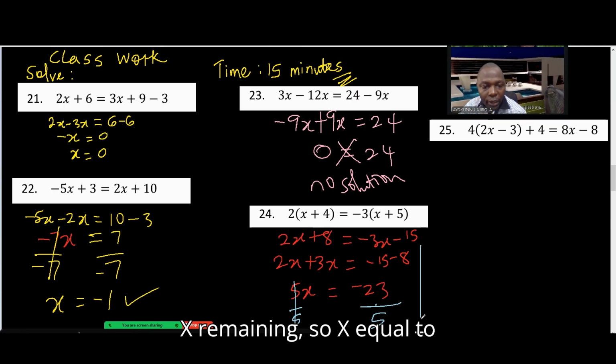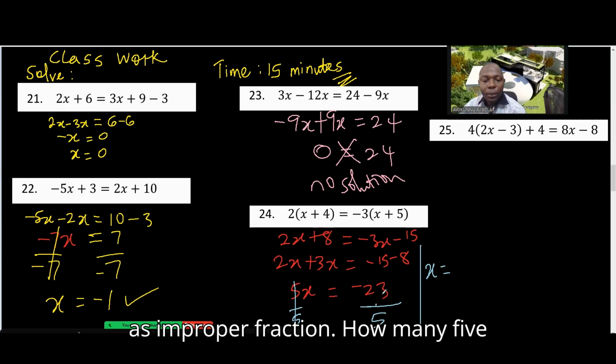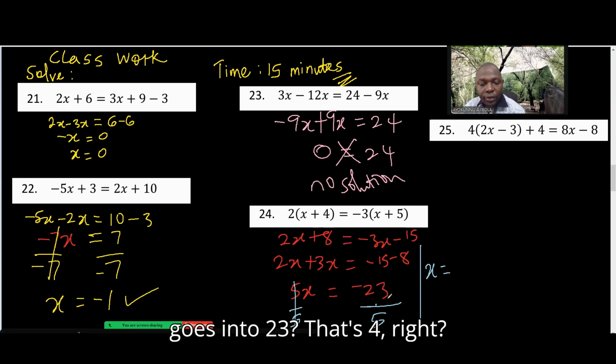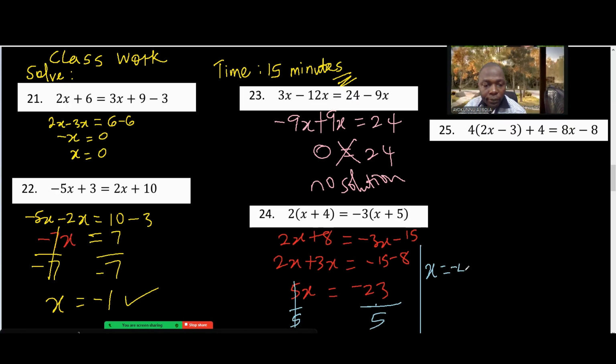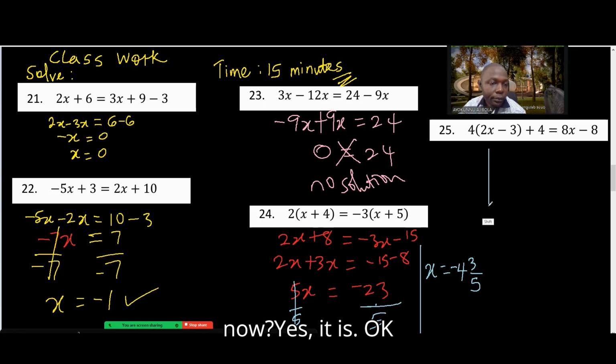Then what do I have? I have x remaining. So x equals this. But I won't leave it as an improper fraction. How many 5s go in 23? That's 4, right? Yes. Then the remainder is 3 over 5. Is that clear now? Yes, it is.